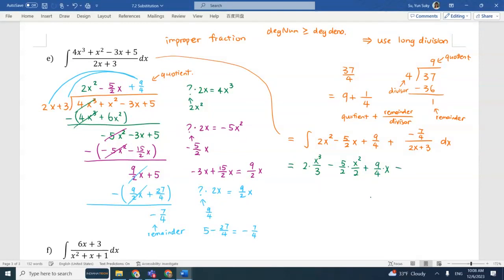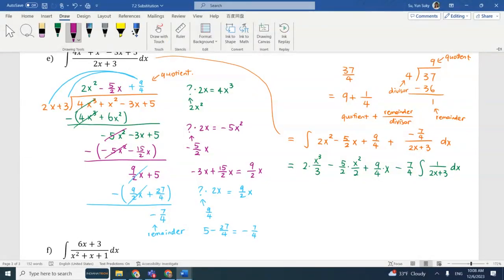Do you see the negative 7 over 4? We can put it in front of the integral. Then we have 1 over 2x plus 3 dx. The polynomial we can integrate using the power rule, and then we're left with this integral. We can move the constant in front. So we just need to find what this integral is.